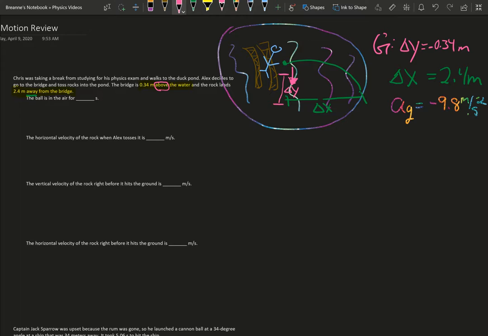And then another given that's like an always given in this case is that your V_iy is 0. Now remember, that is your initial velocity in the y. And the reason your V_iy is 0 is because he's throwing it horizontally. So at the beginning, it's only moving in the x direction. It's not moving in the y in the beginning.